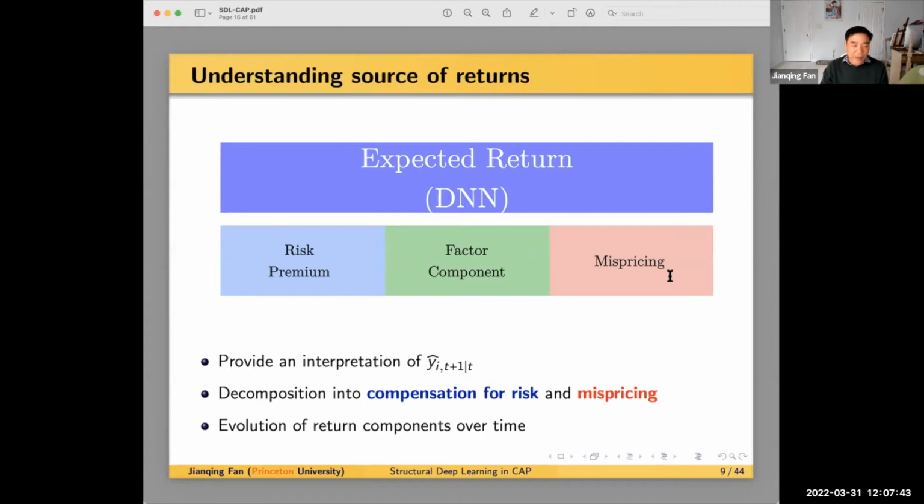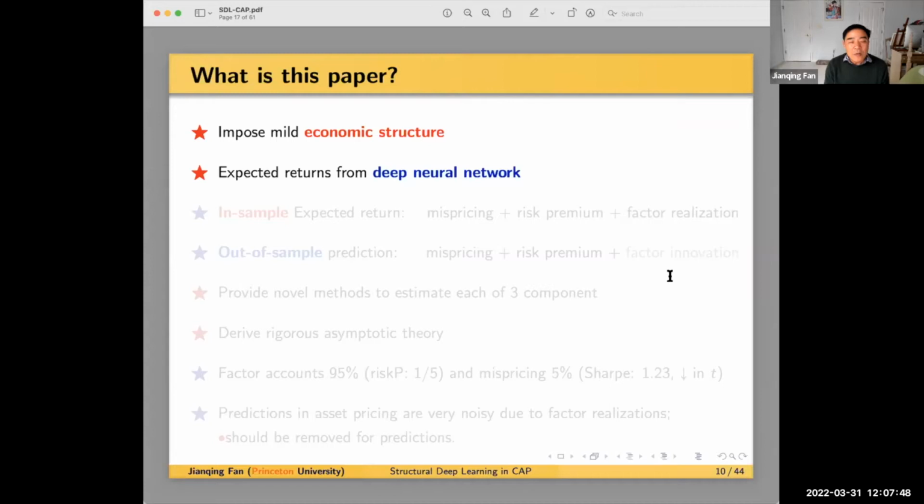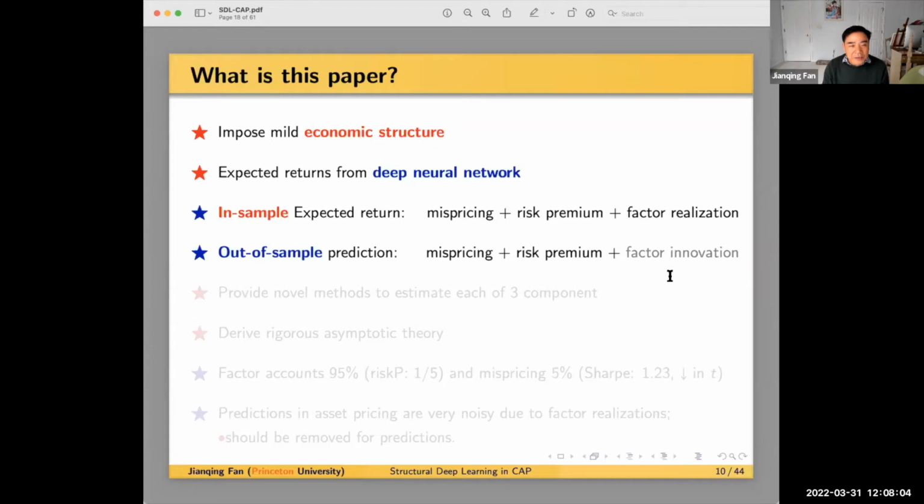So what is this paper in a nutshell? Basically, it's the following. We impose very mild economic structure, and this allows us to learn expected returns from a deep neural network. In addition, it allows us to decompose in-sample return into three components: a mispricing alpha component, a risk premia component, as well as a factor realization part.